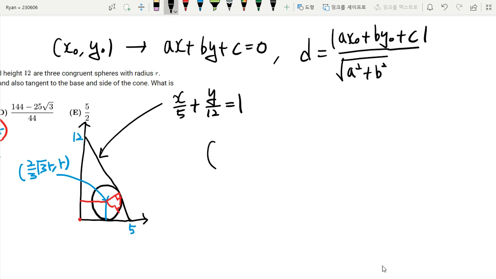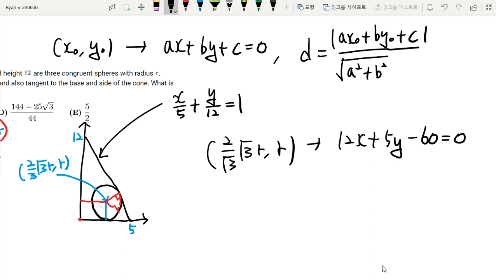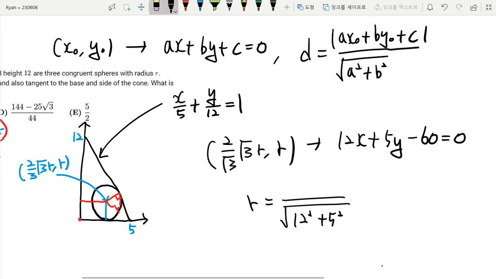So the point is the center of the sphere, and the line's equation is this. So if we use this formula, and the distance in this case is r, the radius of the sphere, and I'm going to put this coordinate into the values of x and y. Oh, this is 3. So that makes something like this.